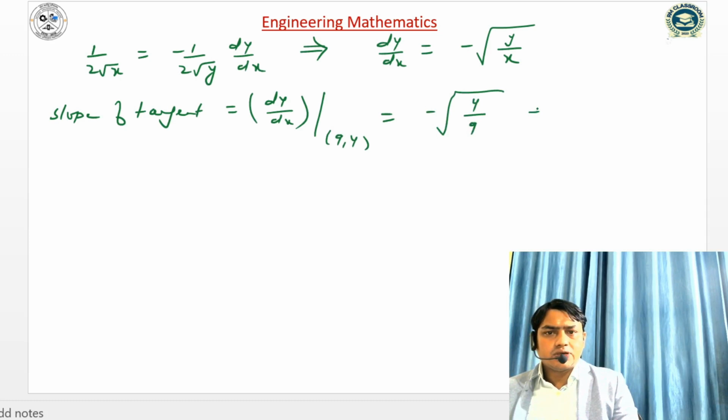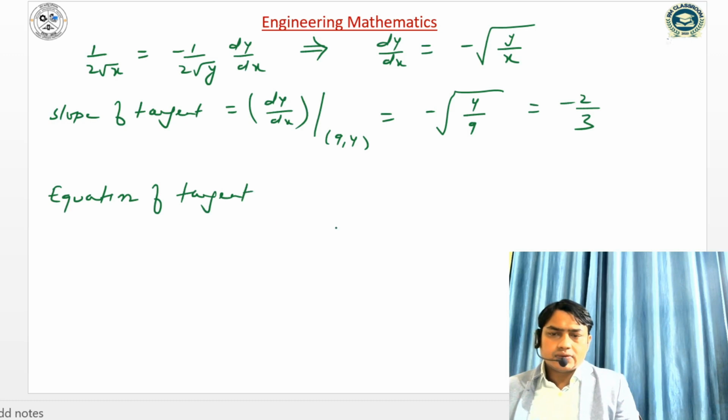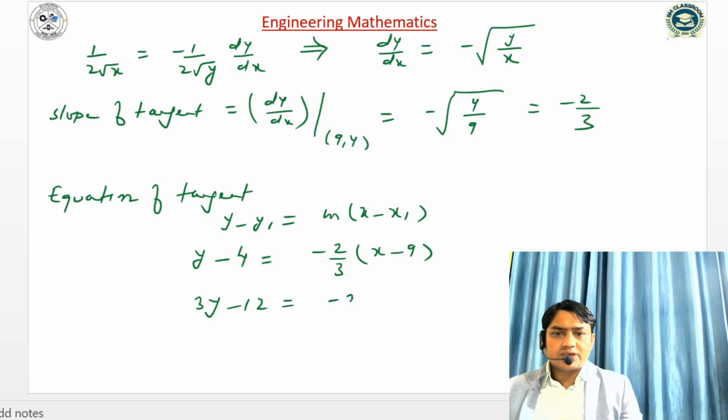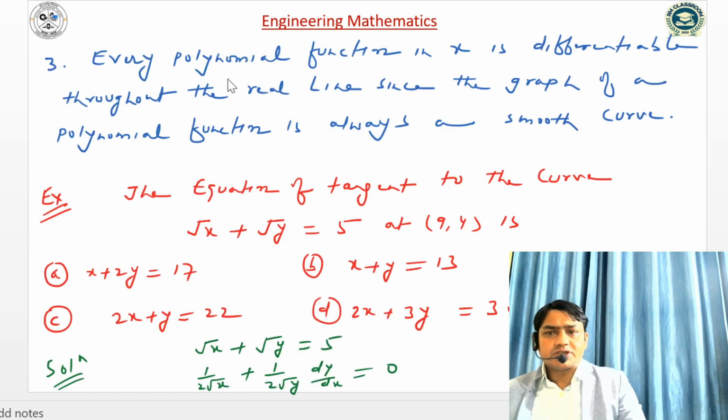So equation of tangent. One point is given and slope is given. So y minus y1 is equal to m into x minus x1. So y minus 4 is equal to minus 2 by 3 into x minus 9. So it will be 3y minus 12 is equal to minus 2x plus 18. If I simplify, 2x plus 3y is equal to 30. So 2x plus 3y is 30. D option is correct.